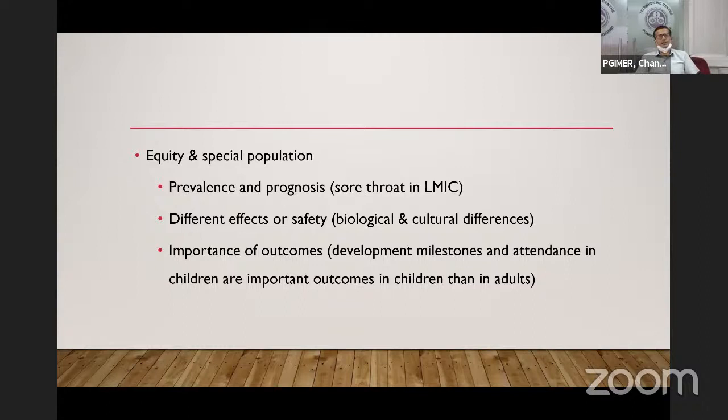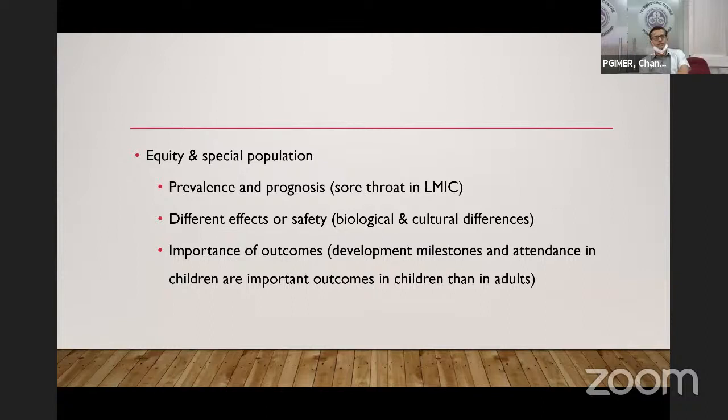Then there are equity and spatial considerations: the findings of your research will be generalized and used worldwide. So it is important that you choose a population for which the disease is more prevalent and the prognosis is relevant. For example, in low and middle income countries, sore throat is more prevalent and antibiotics are given in that condition. But in high income countries, the prevalence of this disease is very low, and you are not giving any antibiotics. So it depends on the choice of your population, and there are different effects on safety.